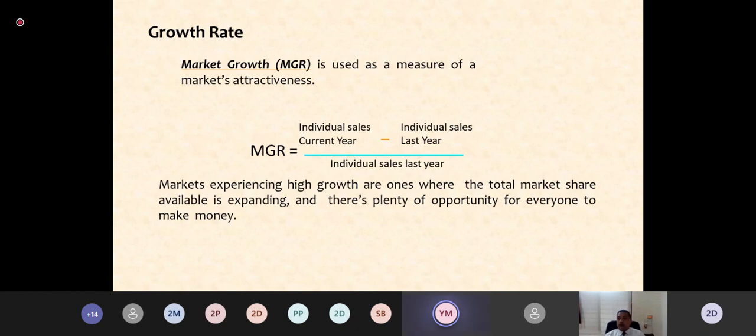Correct. So these stars might be the companies having a high growth potential, isn't it? So therefore the name stars is given. Then is a question mark.